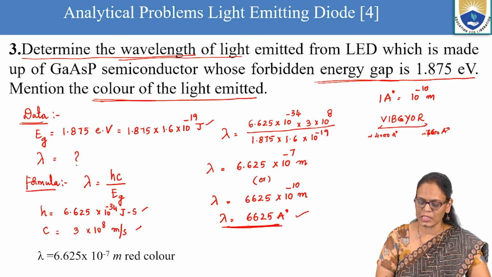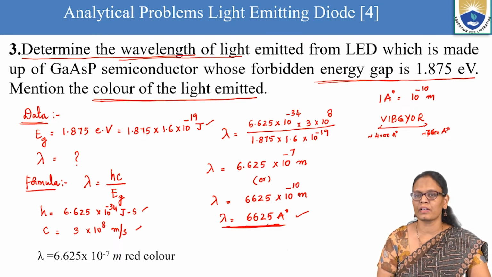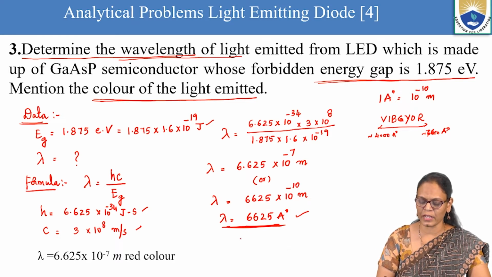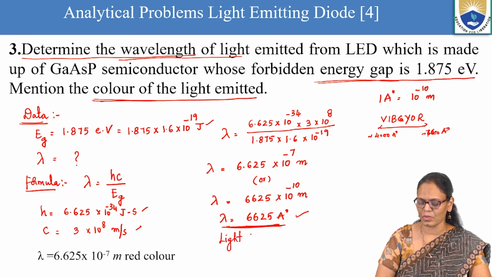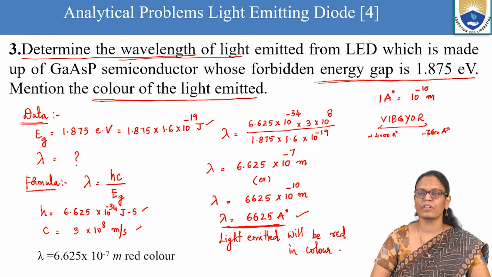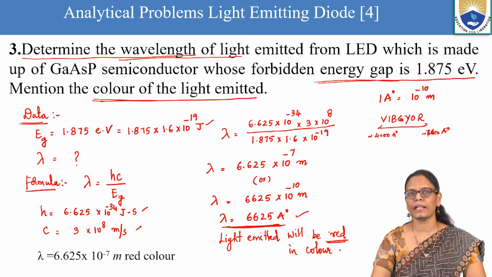So this is in the region of red. So we say that the light that is emitted is red in color. So light emitted will be red in color. So depending upon the wavelength, we will be able to identify the color of the light. So it is red in color.